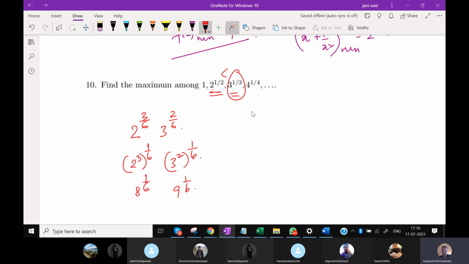4 to the power 1 by 4 is nothing but 2 to the power 2 by 4, which is 2 to the power half. So this and this are the same. So 3 to the power 1 by 3 is the maximum.